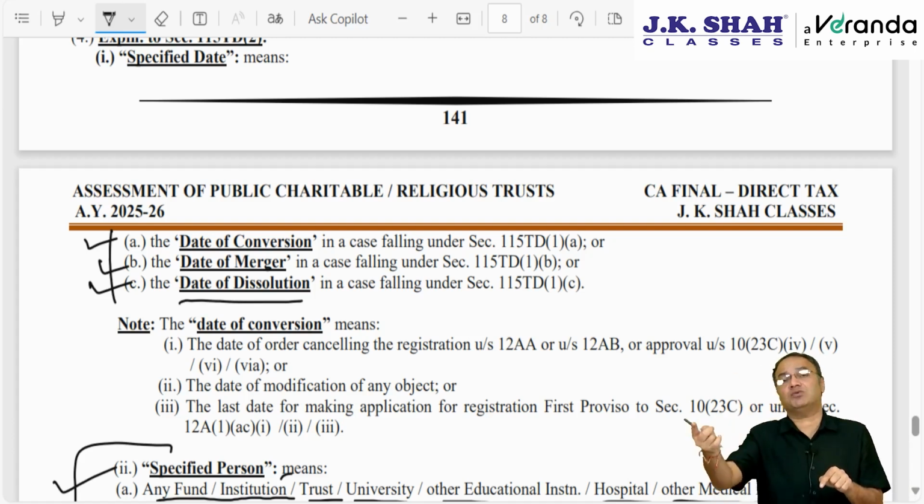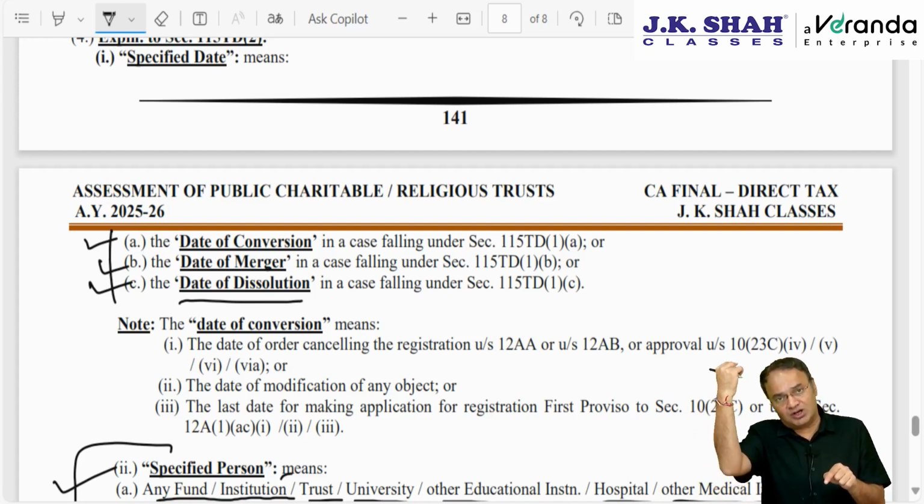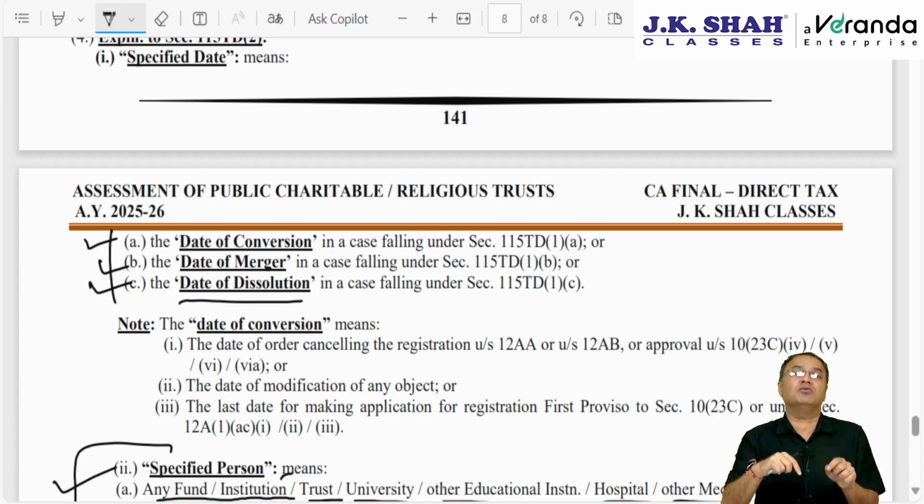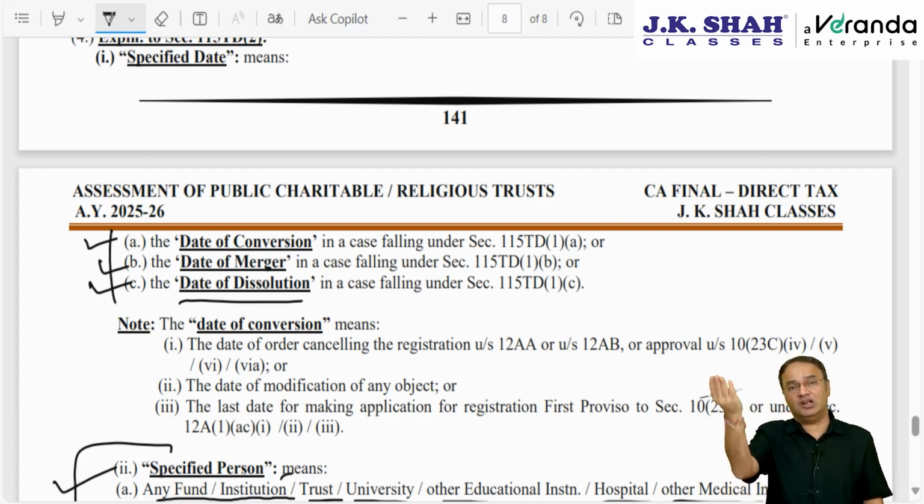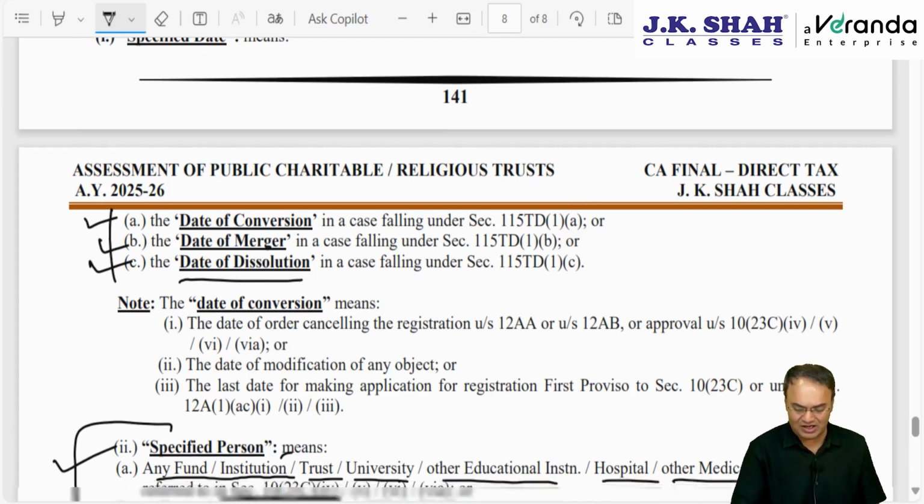Time available to transfer to another trust is 12 months. If not transferred, then taxability will arise after 12 months, but value will be as of today, the date of dissolution. Whether it increases or decreases, nothing doing, value will be as of today because date of dissolution will be considered as the specified date.